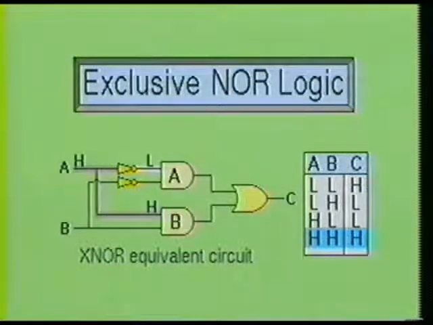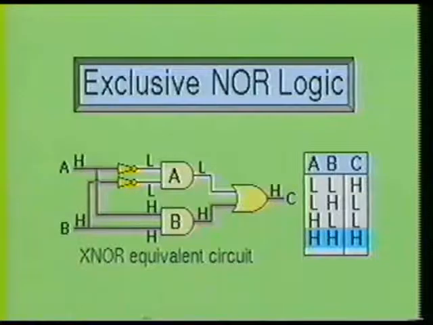As you can see, when input A is made high, it places a low at one input of gate A and a high at one input of gate B. When input B is made high, it feeds a high into the other input of gate B and a low into the other input of gate A. Gate A now has two low inputs, which causes it to produce a low at its output, and gate B now has two high inputs, which causes it to produce a high output.